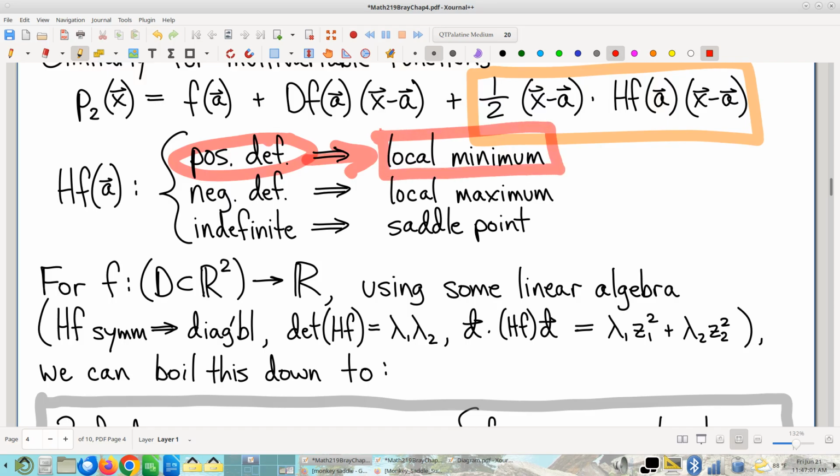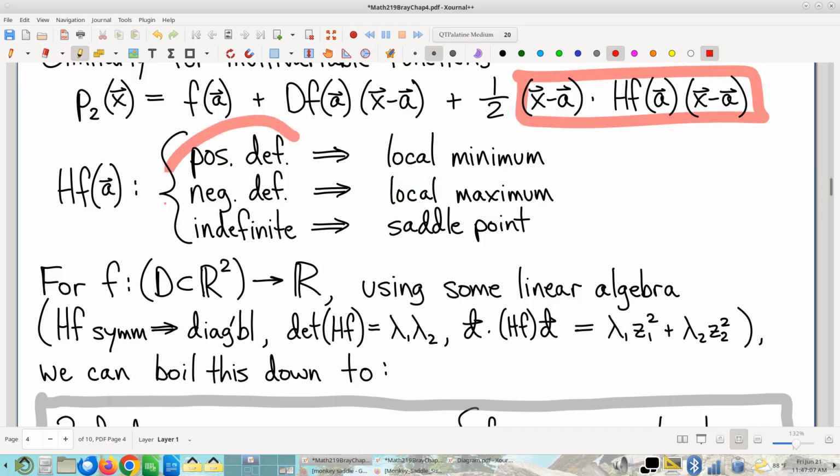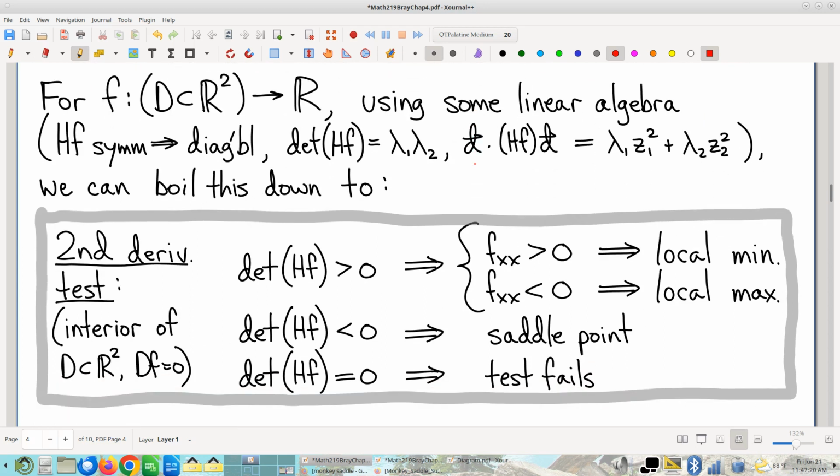So this is what we need. We need to understand whether this quadratic form is positive definite, negative definite, or indefinite. And I know y'all have techniques for that. Good news, we're going to have an even better technique here. The reason why is because of the derivatives that we're looking at, and by the way, we're going to restrict our attention just to functions of two variables. Only two variables.